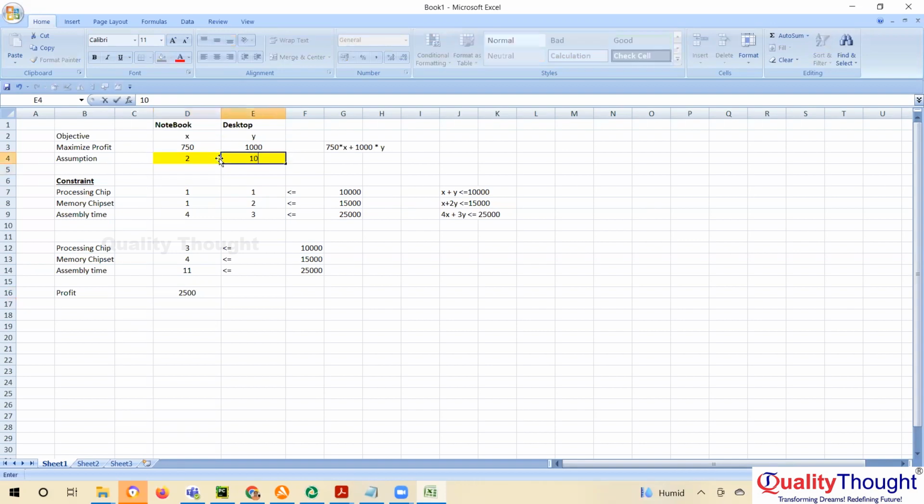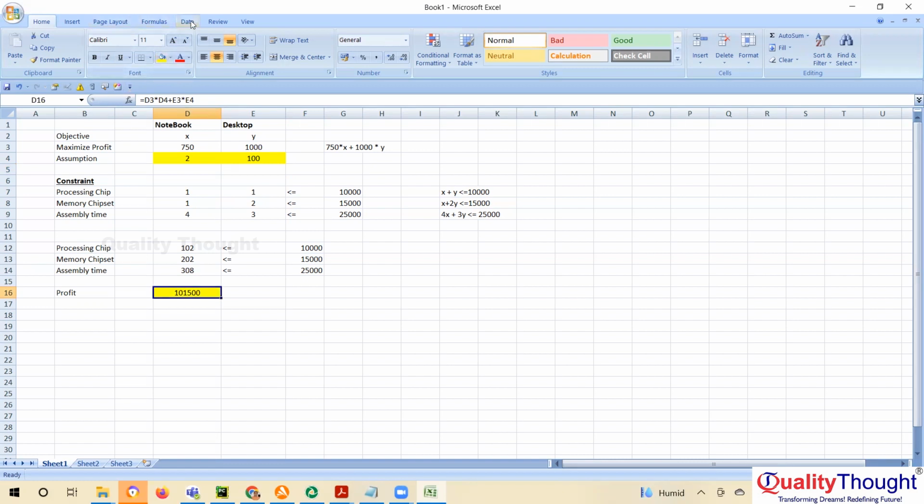Desktop, maybe I'll make it 100. So this all holds true. You have to keep on playing with it to see what the maximum value is. Manually, it is impossible to do that. So what we do here, this is the profit. This is what we want to maximize, isn't it?